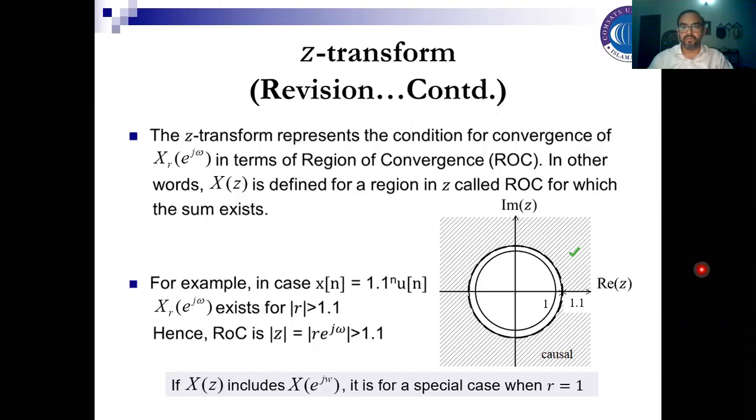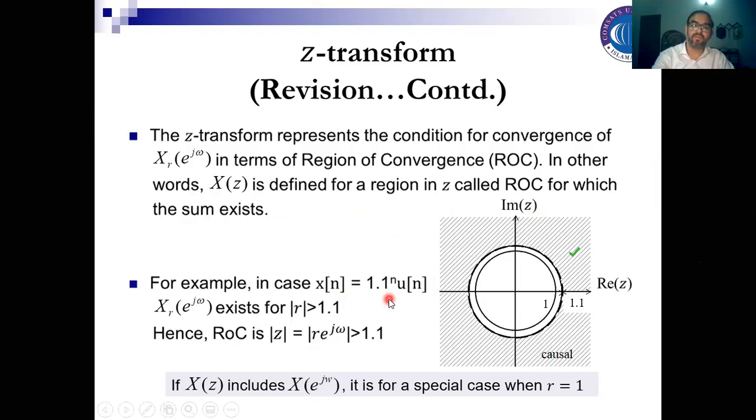So the Z transform represents the condition of convergence of X_r of e raised to power j omega in terms of the region of convergence. So the region of convergence will be where X_r of e raised to power j omega converges based on the value of r, so that is the area where X of z, the Z transform, exists. In other words, X of z is defined for a region in Z called ROC for which the sum exists. Right, so where the sum exists, there will be the region of convergence.